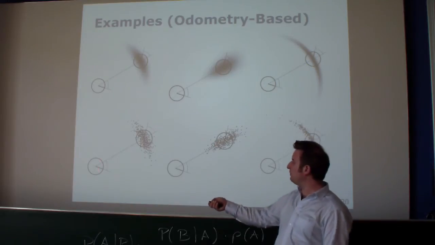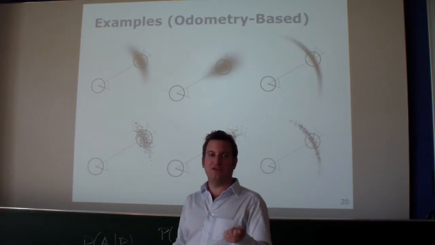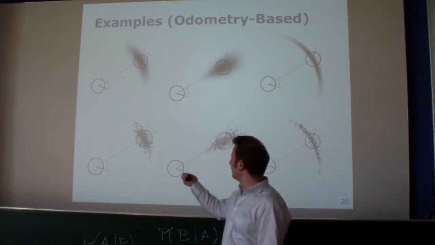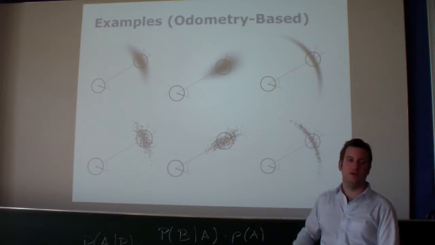You can also represent it by samples. So given that you start here with the robot, and let's say 100 or 500 times you execute that motion, and wherever you end up, you make one of those dots over here, and you will get distributions which look like this. That is sampled.